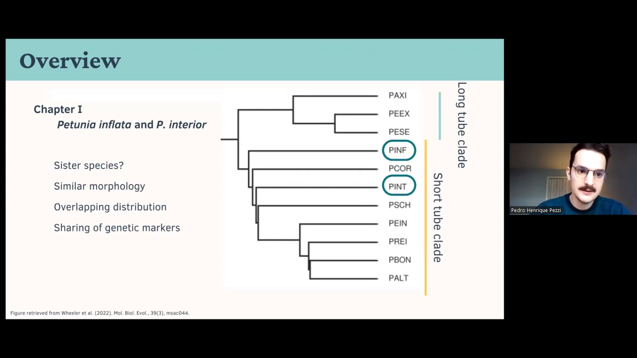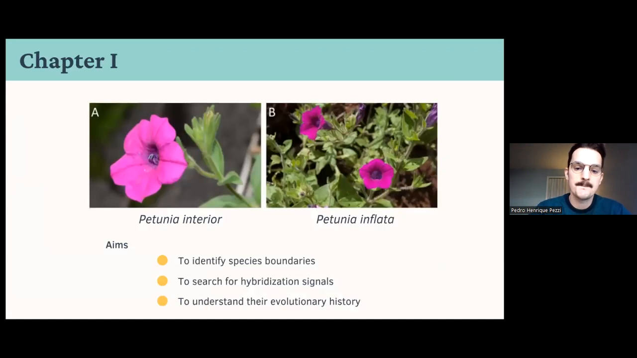So in this chapter, we decided to take a look into them and try to identify a little bit of these species boundaries. Are they really two different species, or are they the same species with some morphology differences depending on the population? Also, we tried to search for some hybridization and understand a little bit of their evolutionary history.